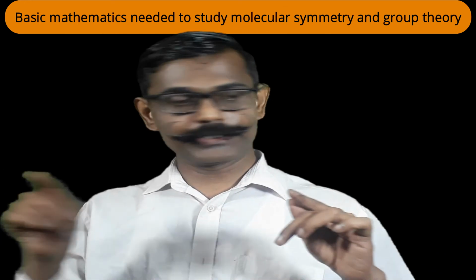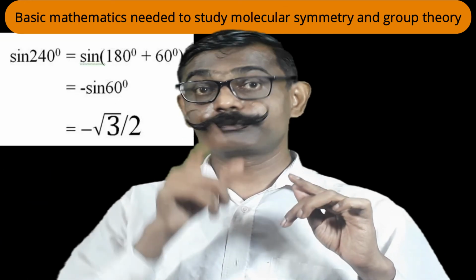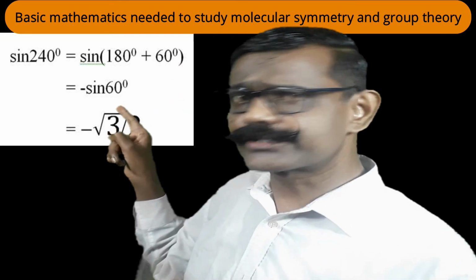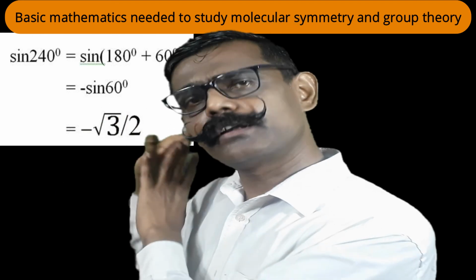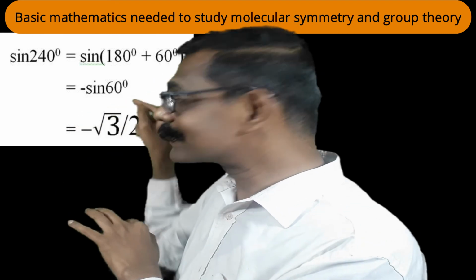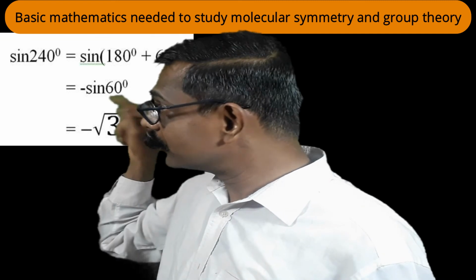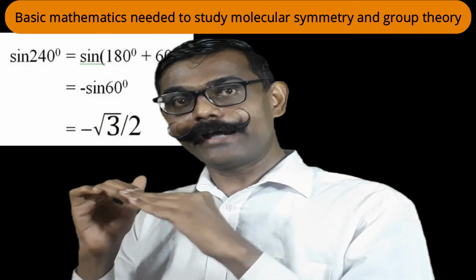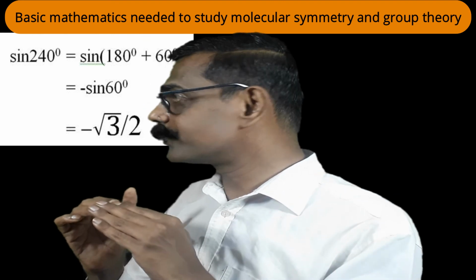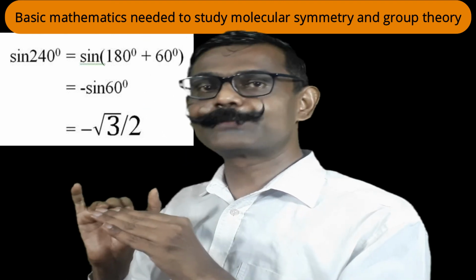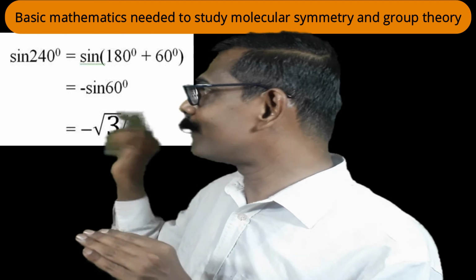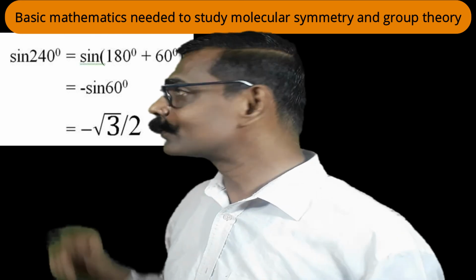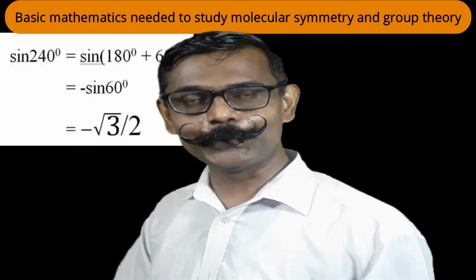Sine 240 degrees means here 180 degrees plus 60 degrees. So sine 180 plus 60 degrees. 180 means, is there a change in axis? No. So the function will remain as it is. Keep sine 60. Now ask the question, 240 degrees is in which quadrant? Third quadrant. And in the third quadrant, is sine positive or negative? Only tan is positive, so sine is negative. So the answer is minus sine 60. What is sine 60? Sine 60 is root 3 by 2. So the answer is minus root 3 by 2.